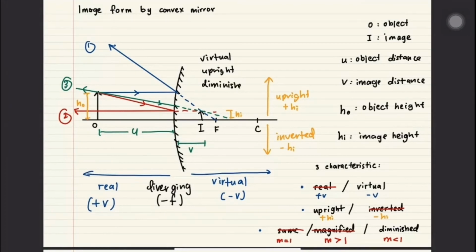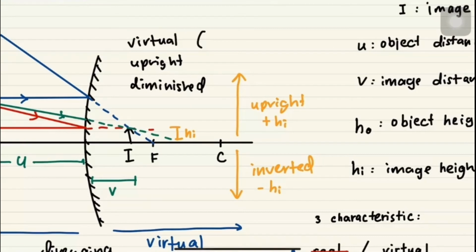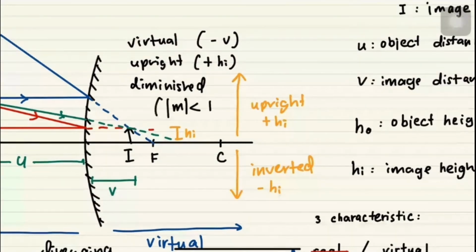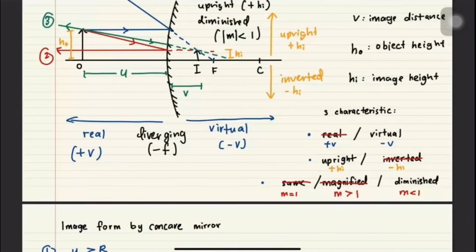And then remember, each one of these means something. Virtual means negative V, upright means positive HI, diminished means the modulus of M is less than 1. Don't forget to put the modulus. Okay, so you need to have a modulus here. In fact, negative M actually represents that the image is inverted as well. Later we will learn about the M formula.